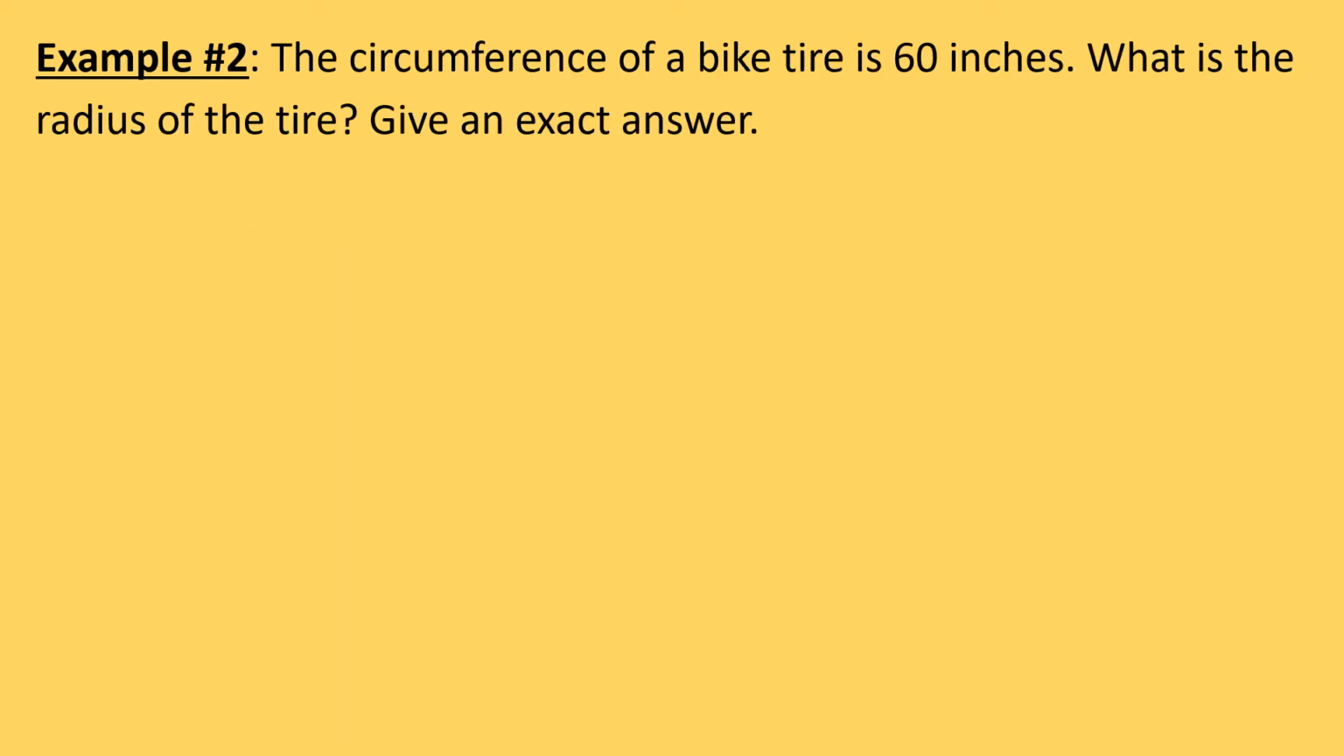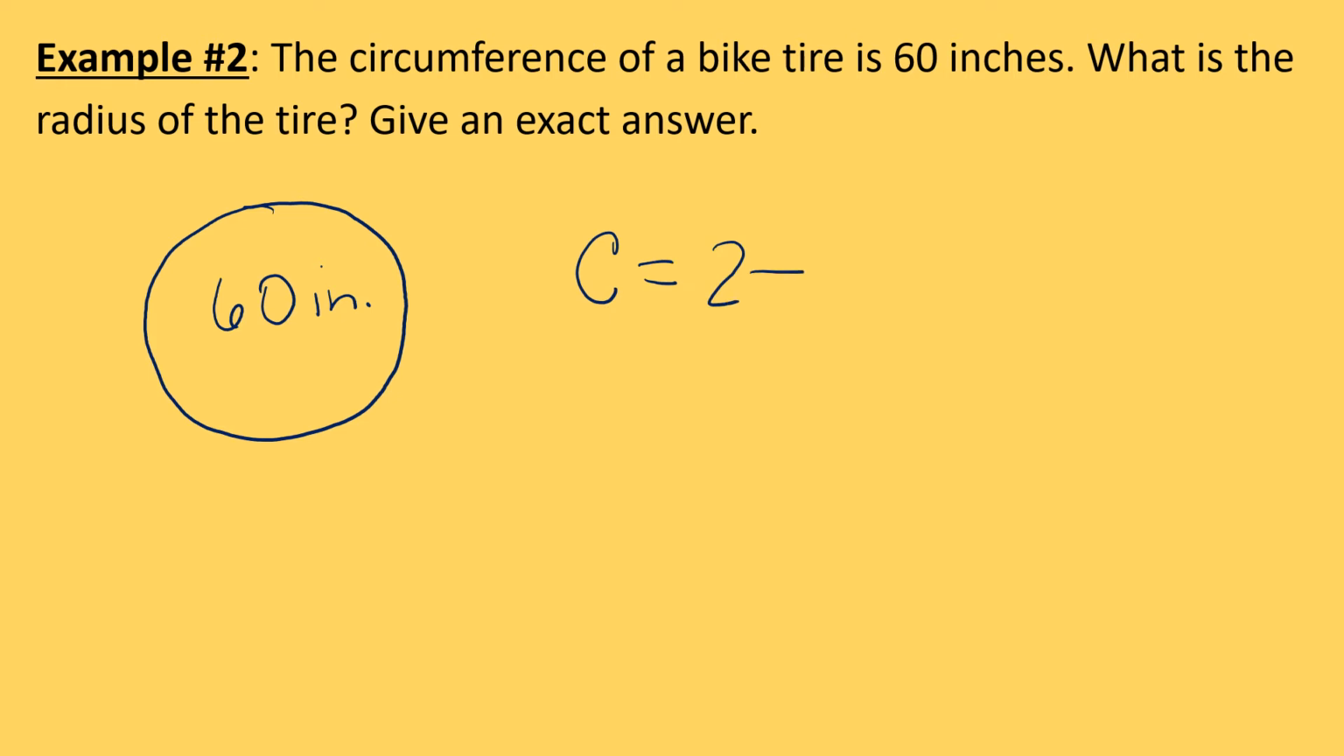Okay, let's move on to example 2. Example 2, the circumference of a bike tire is 60 inches. So if I'm thinking of a bike tire, the distance around is 60 inches. It says, what is the radius of the bike tire? So they gave us the circumference, and I know that circumference is 2 times pi times my radius. They told me in this particular problem that my circumference is 60 inches.